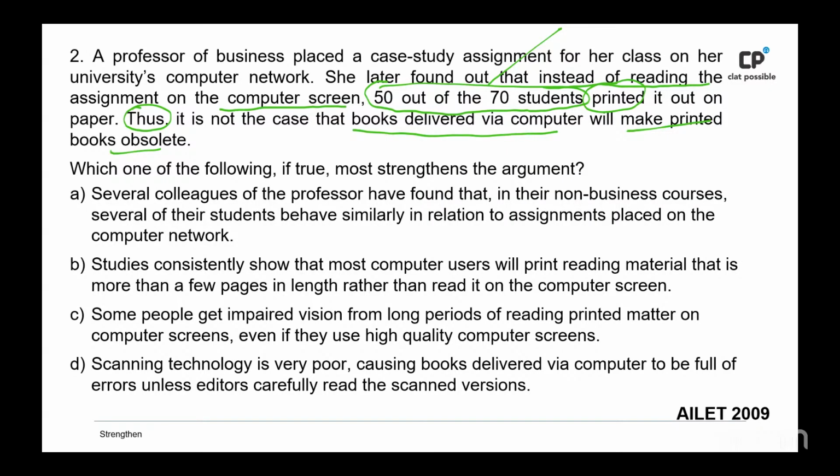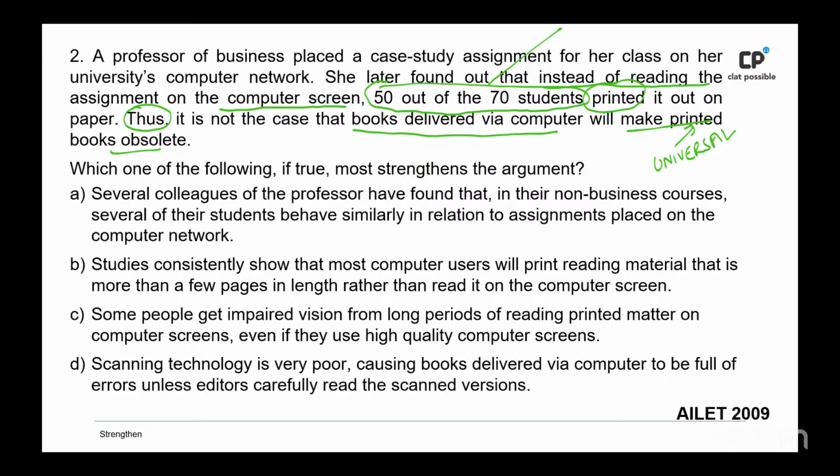Now, looking at the argument, what do you think? Is this a really good argument or a not so good argument? I don't find it to be a really good argument. So just imagine the author is making a universal claim that printed books will not go obsolete. Will not go obsolete where? In a university, in a classroom, in a town, in a city, or in the world. Actually, the author is implying in the world.